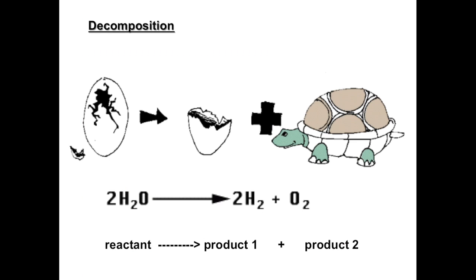The next reaction is called decomposition. In decomposition, you have a reactant and it's broken into 2 or more products. In this case, we have water and it's broken into hydrogen gas and oxygen gas.